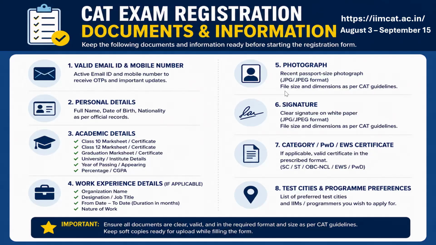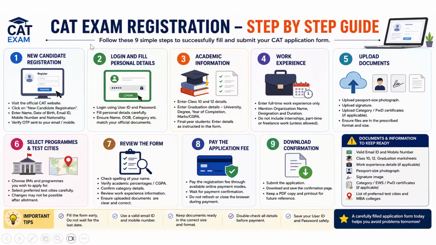Moving ahead. Now, these are the 9 steps that you can follow while registering, right? So, new candidate registration: as you open the URL, you will see the website and you have to register by entering all the details. You will get an OTP to confirm your email and mobile number. So you can confirm that. Once you are in, you can log in with all your details. You can enter your personal details, academic information, work experience, upload documents and make sure those documents are in the format which they have prescribed, right?